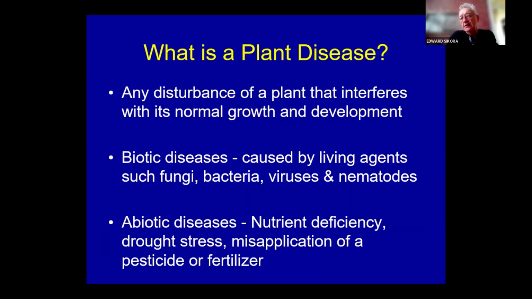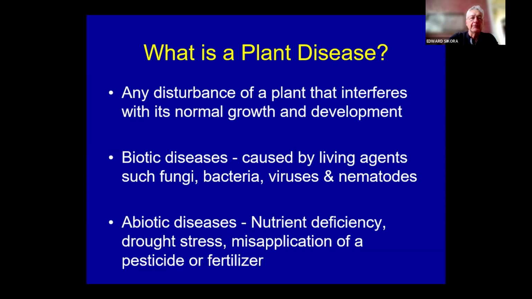I always like to start out with a definition of what a plant disease is. I define it as any disturbance of a plant that interferes with its normal growth and development. We have biotic diseases, which are caused by living agents such as fungi, bacteria, viruses, and nematodes, and I'll show you examples of each of those today on both crops. And also abiotic diseases: nutrient deficiencies, drought stress, maybe a misapplication of a pesticide or fertilizer, or even ozone damage.